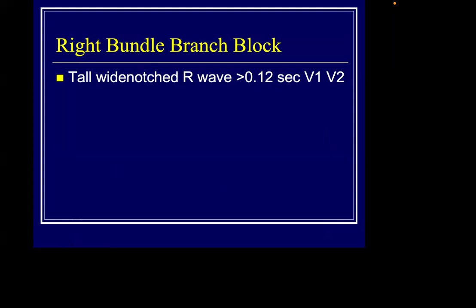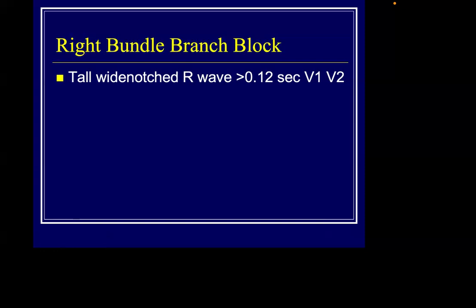In bundle branch block, because there is delay in the conduction of the activity, the QRS complex should be wide, more than 0.12 seconds. Should be 3 small boxes or more. If you do not have a wide QRS complex and the pattern is the pattern of the right bundle branch block, you will say there is a right bundle branch block pattern, or you will say there is incomplete right bundle branch block, because you have the pattern but the QRS complex is not wide. But if you have a wide QRS complex with the pattern consistent with the right bundle, this is what we call complete right bundle branch block.